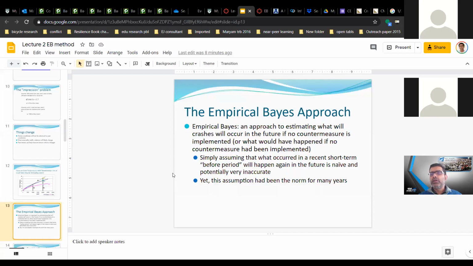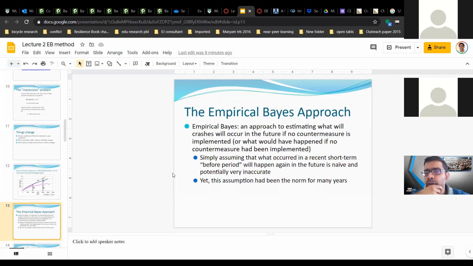So now I've given you regression to the mean, I've given you the nonlinear relationship between ADT and crashes, and I've given you the imprecision problem. So I've given you three different problems that cause you to not be able to just look at your own site of interest where you're trying to implement improvement. For those three reasons, you cannot just look at that site to make decisions on safety improvement effectiveness. What you need to do then is bring in more evidence.